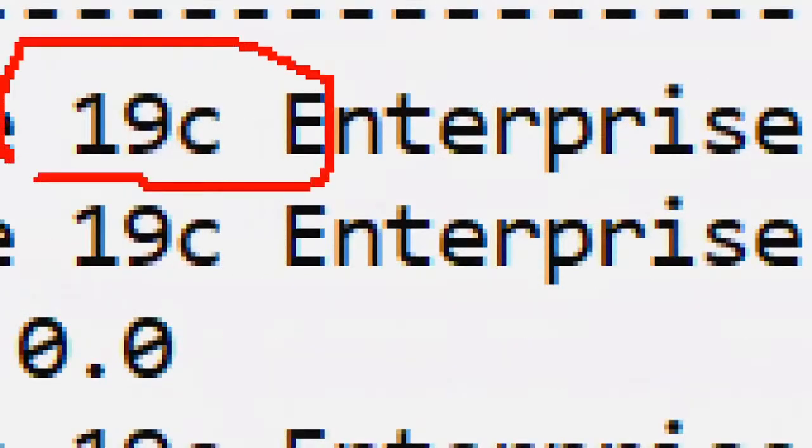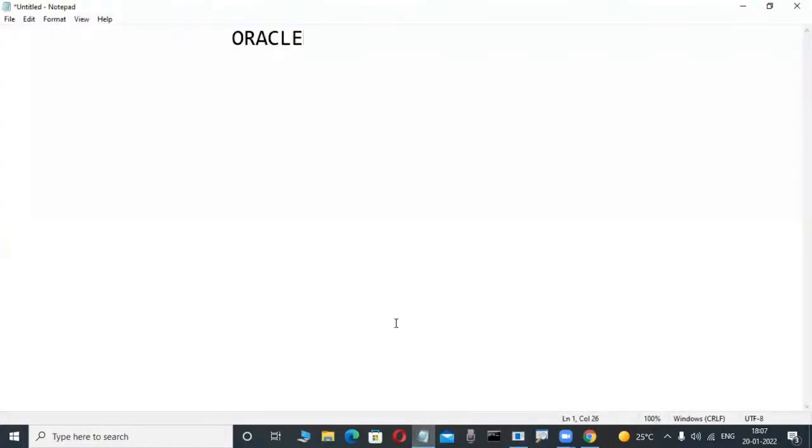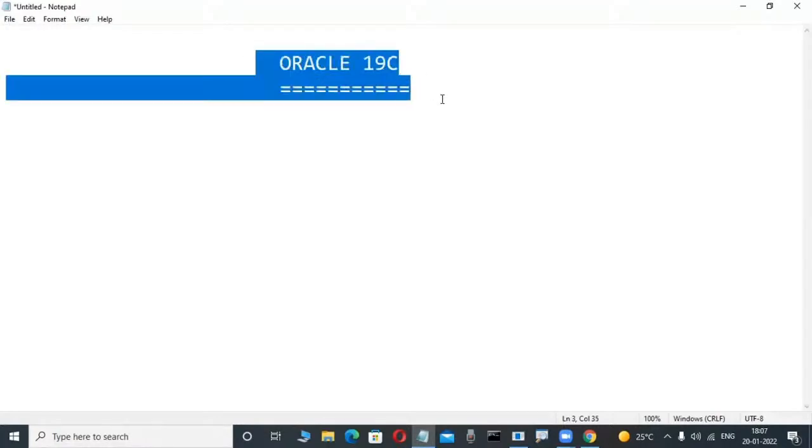C means cloud technology, cloud computing. In our olden days, grid computing was there. Now cloud. We understand what cloud is and all these things. Now this is Oracle 19c. 19c means cloud technology. Observe it here. This is the latest version we are learning in our class.